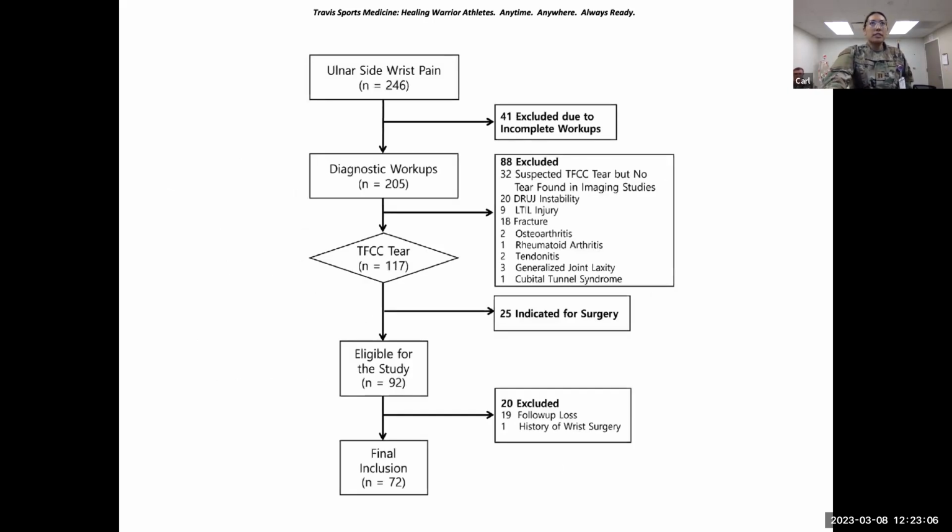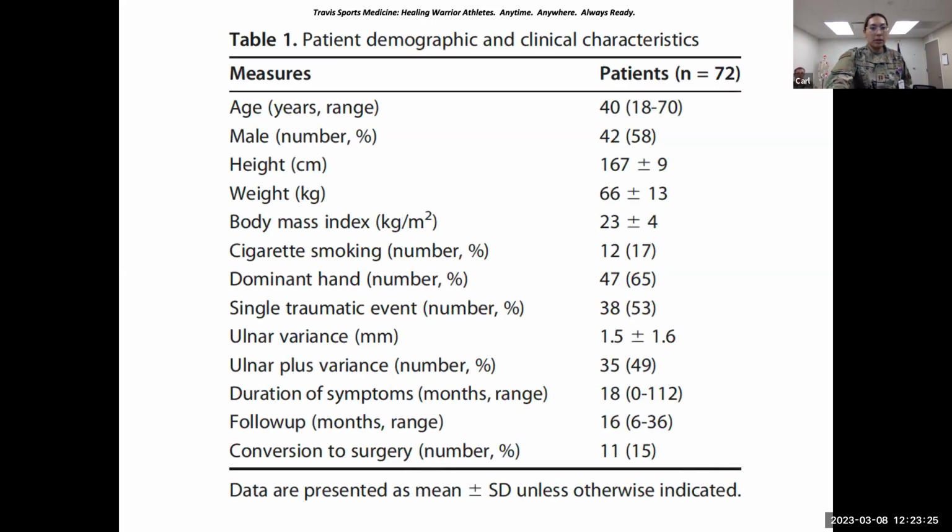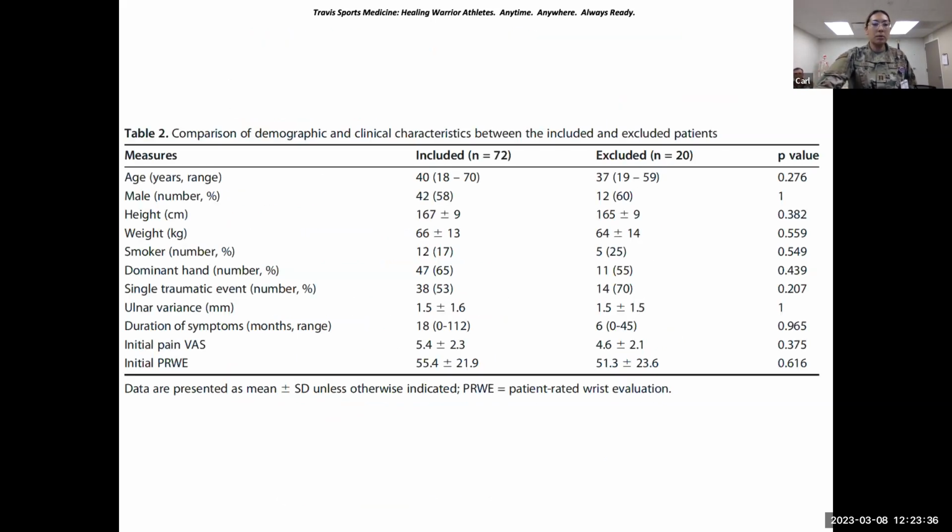So this kind of just summarizes the exclusion and inclusion criteria, but at the end they found 92 that were eligible. However, 20 were excluded because 19 were lost to follow-up and 1 had history of wrist surgery, so their total was 72. This was their demographics, so a little less than half were male, and then you can see the rest of the demographics. They did compare the people that were eligible but included and excluded, and it seemed to be pretty similar. There was no drastic changes between them.